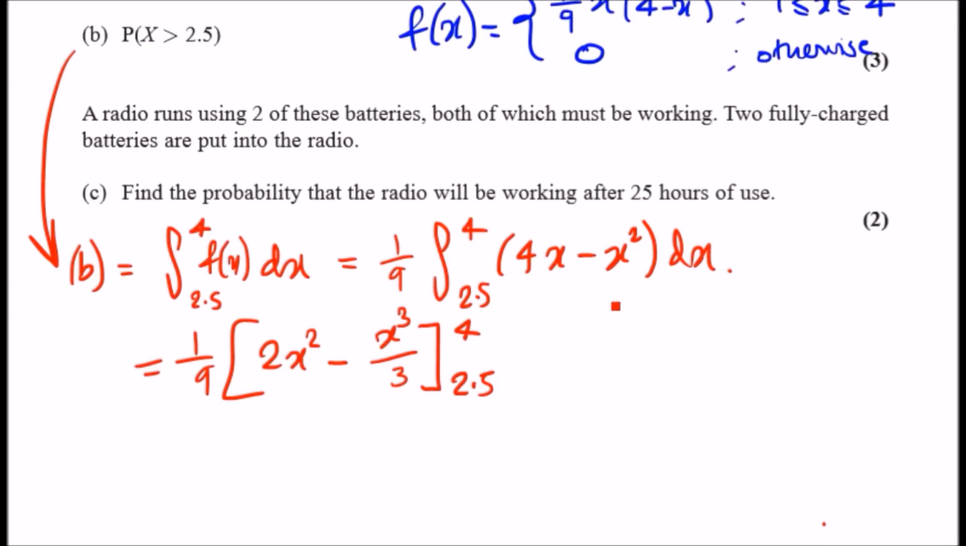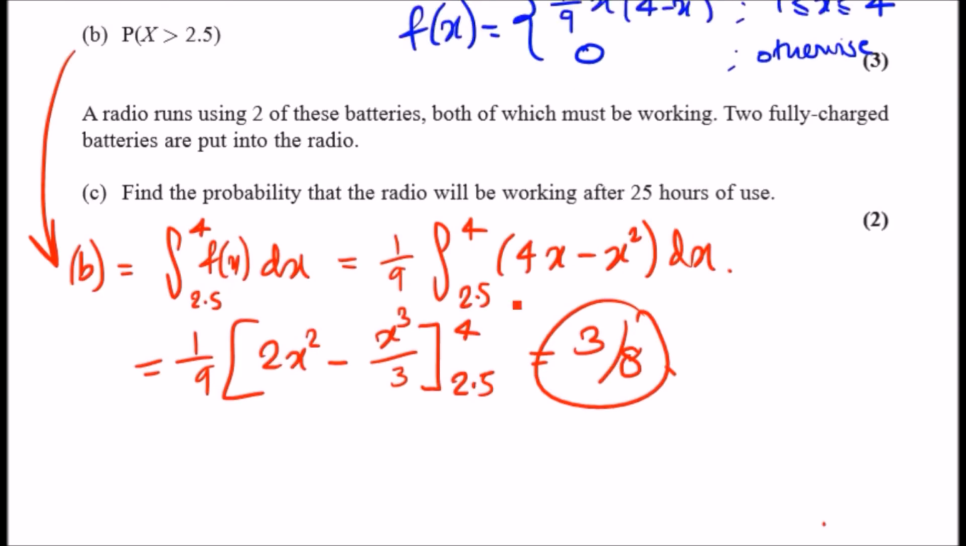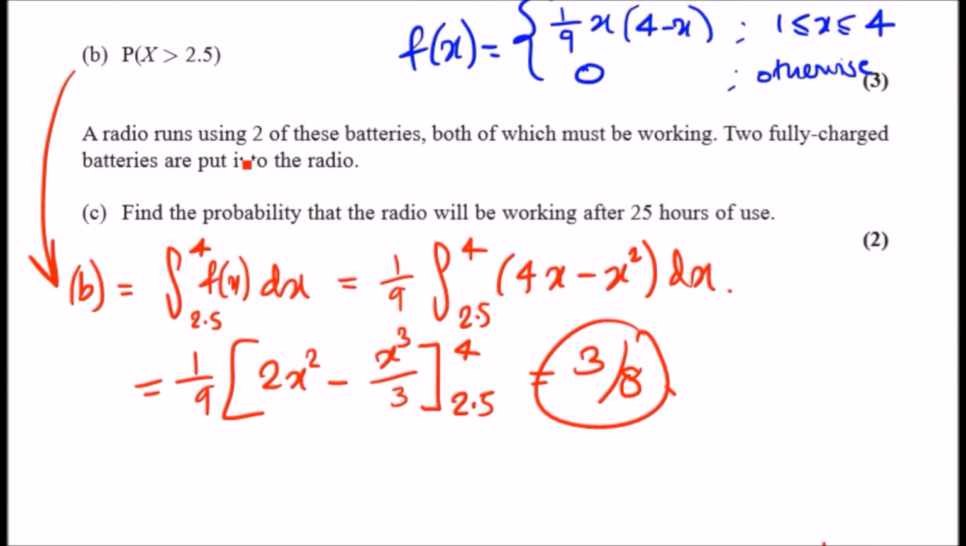So yeah, that's all we do. Firstly, plug in 4, find the value, then plug in 2.5, find another value, and you should get 3 over 8. And voila, that's it guys. Hope this helps. And let's move on to the next one.